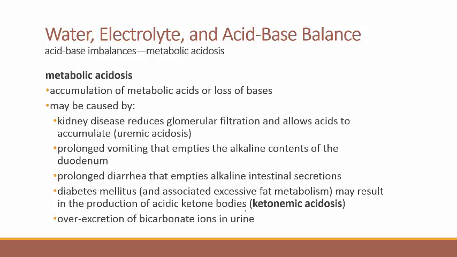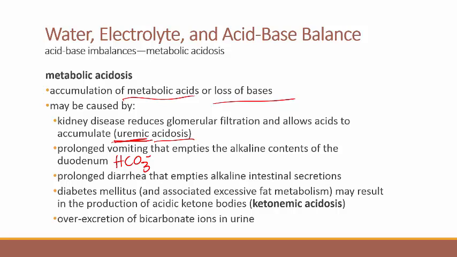Metabolic acidosis, on the other hand, is caused by lots of metabolic acids in the blood or the loss of base from the body. So if the kidneys can no longer filter out lots of fluids from the blood and acids accumulate in the blood, then we have what's referred to as uremic acidosis. Uremic meaning associated with urine production. So kidney disease can cause metabolic acidosis. If we vomit so much that we actually empty the duodenum, where we're producing all that bicarbonate ion, HCO3 minus, we're putting lots of HCO3 minus into the digestive system at that point.